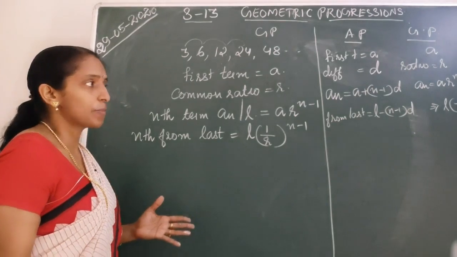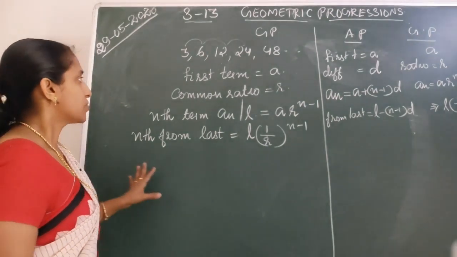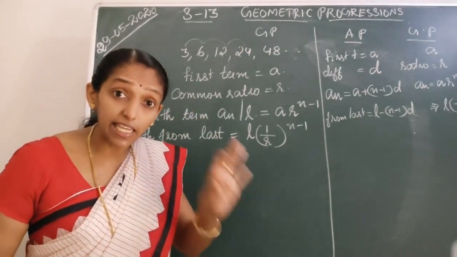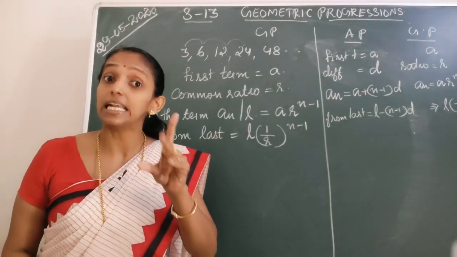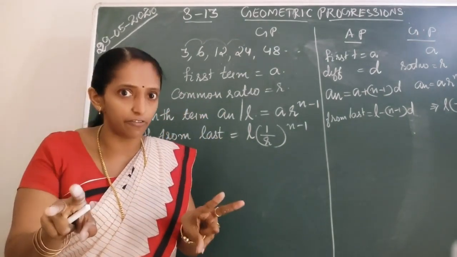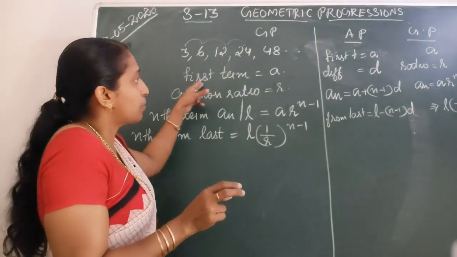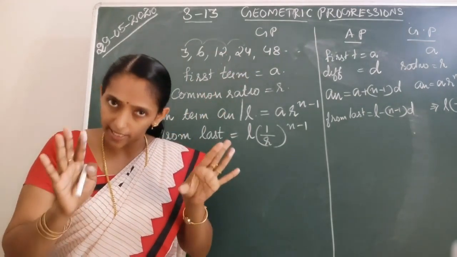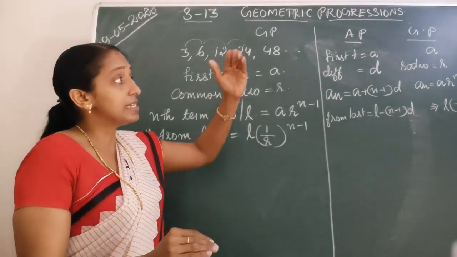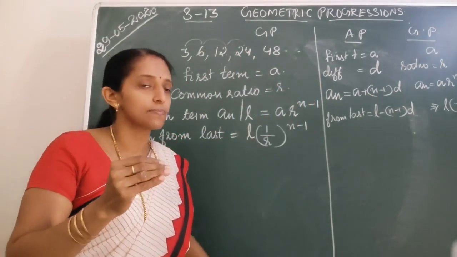Yeah, sum of n terms. That also we will see today. Okay, so this is the term geometric progression. What is geometric progression? A series of numbers having a common ratio. The only difference between AP and GP: in AP we have a common difference, in GP we have a common ratio. In both cases, the first term we will denote as A; in AP the common difference is denoted by D, and in GP the common ratio is denoted as R.